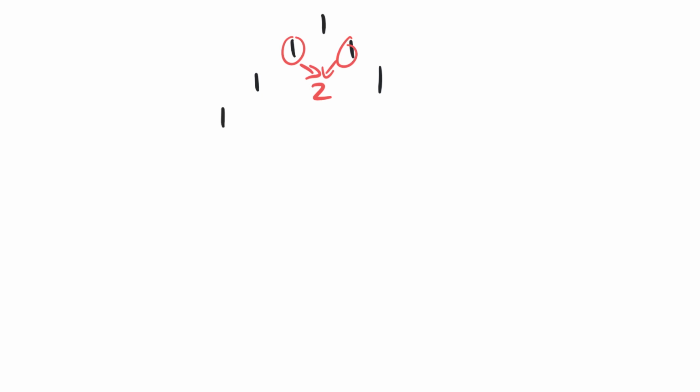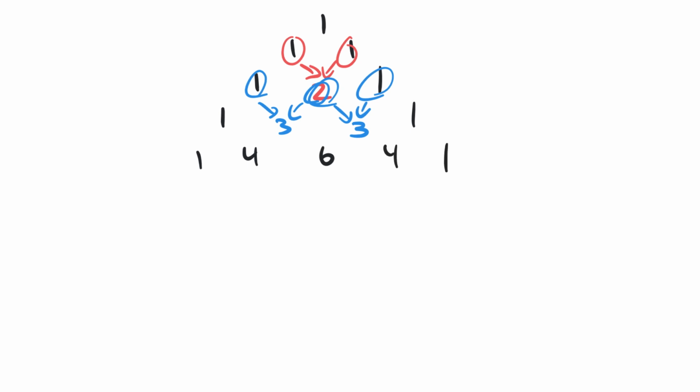We'll put 1s on the outside, but now to get the numbers in the next section, these two have to get added together, and these two have to get added together. So that's going to give us 3 and 3. The next line would be 1, 4, 6, 4, 1, and so on. Go ahead and continue the pattern yourself for a few more rows and see what you come up with.